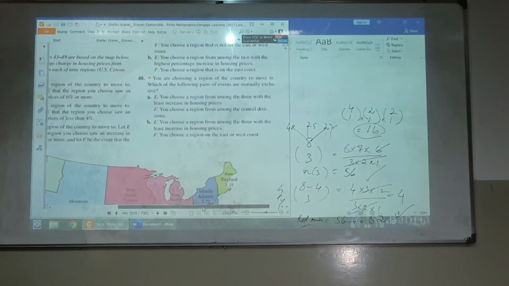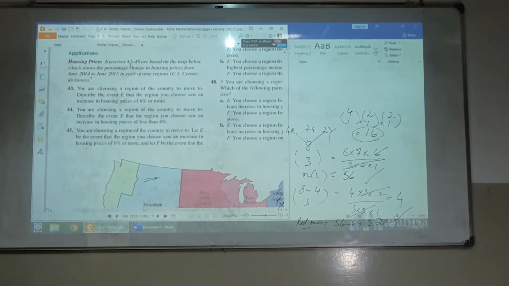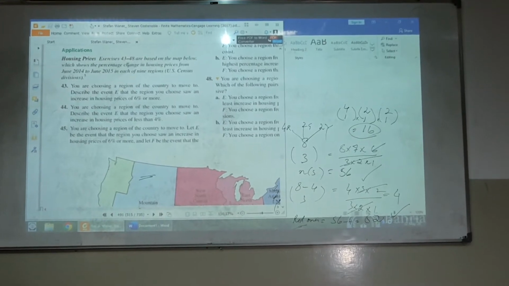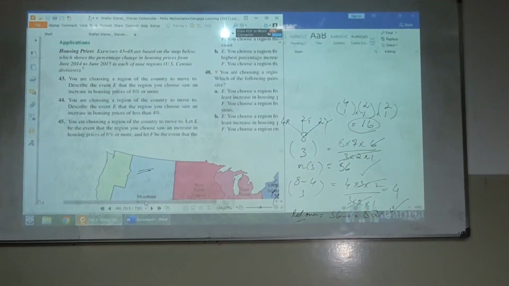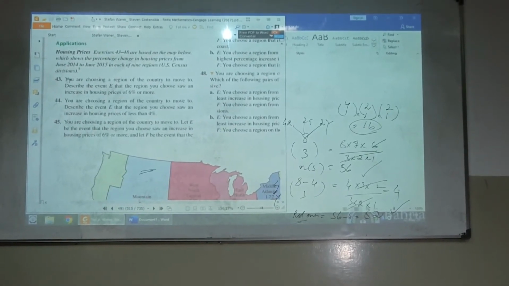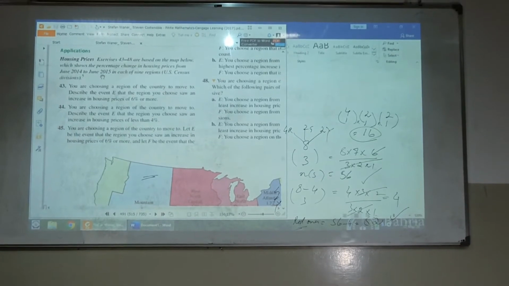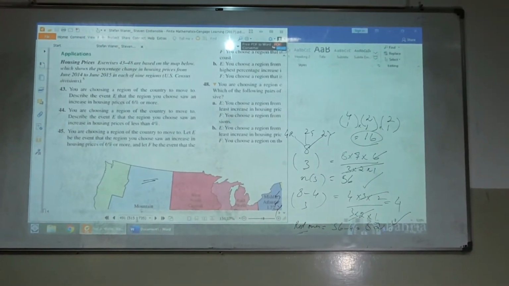Okay, so now, there are a couple of questions. Let me just read the housing prices. Exercises 43 to 48 are based on the map below. They've shown you a map, and it says the percentage change in housing prices from 2014 to June 2015 in each of 9 regions. So they have given you 9 regions.